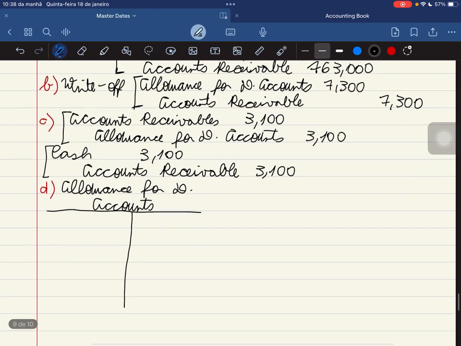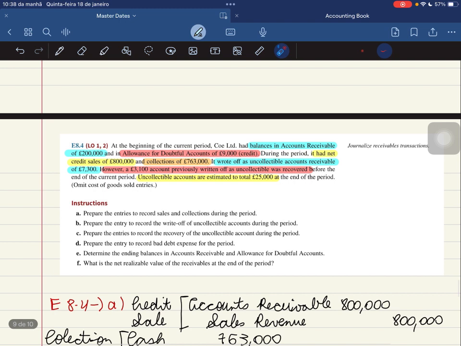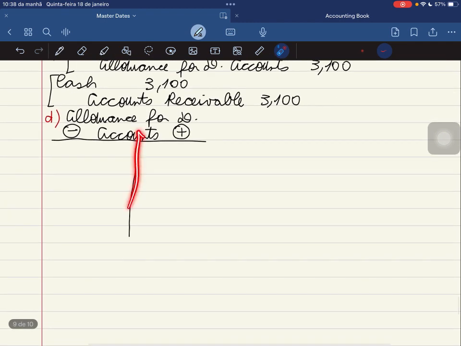And for allowance for doubtful accounts, what I like to do is to always put the signs here in order for me to remember it is a minus and a plus. So let's see, what was the beginning balance of allowance of doubtful accounts? It says here, right? It had balances in accounts receivable of 200,000 and allowance for doubtful accounts of 9,000 credit. This is the credit side, right? So the beginning balance is 9,000. So I'm going to put it here.